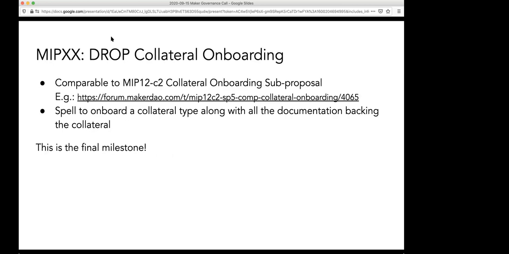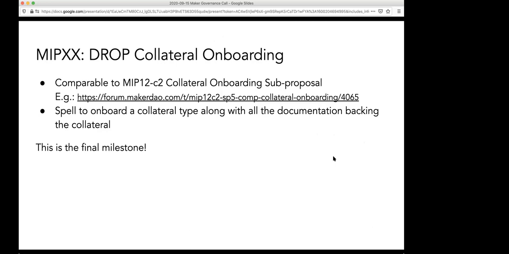Then, based on this declaration, the component we're working on now is a MIP I call XX, just because we don't know the specific number yet. I'm not looking at the chat, but I can try to jump in if there's something, or feel free to interrupt me for questions as well. But yeah, this MIP is what MIP 12 component 2 does for assets like wrapped Bitcoin, KNC and the 0x token.